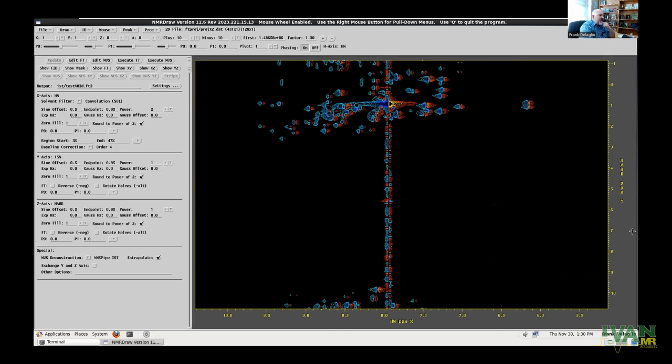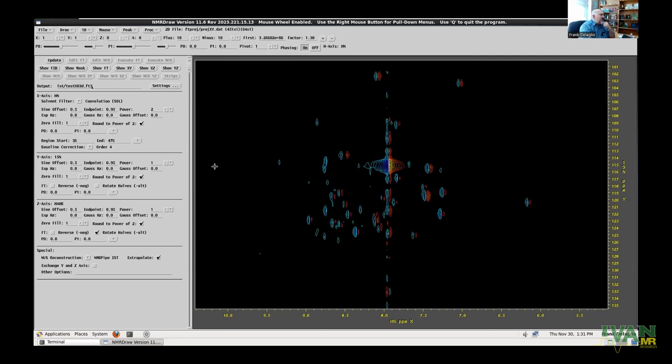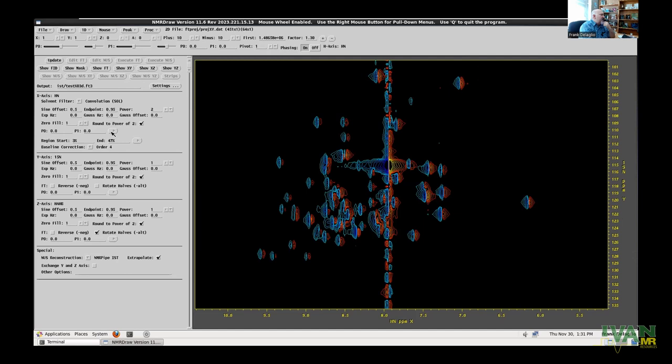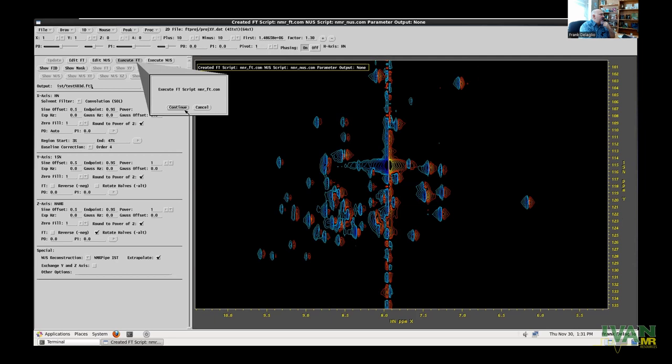And I can see a couple of things. So one is that in the Z axis, the two halves of the data are rotated to the edges. So I want to change that Fourier transform option. And the directly detected dimension needs phase correction. So I'll turn on that auto phasing in the directly detected dimension. And now I'll update the script again and execute a regular Fourier transform.